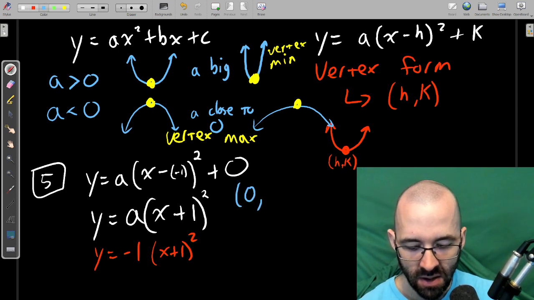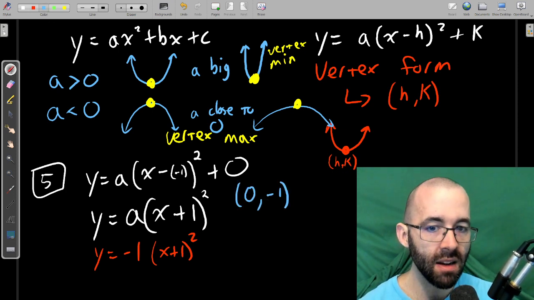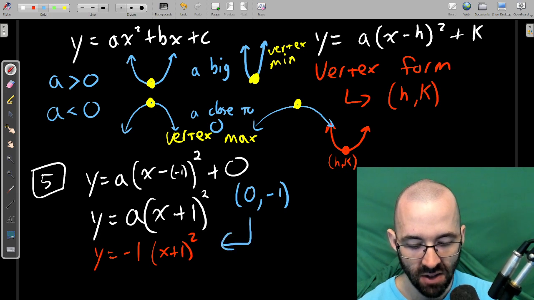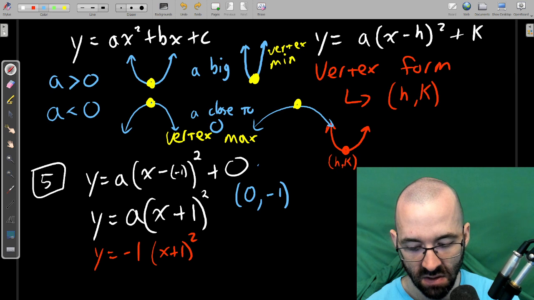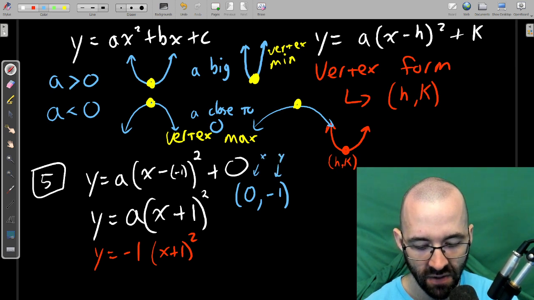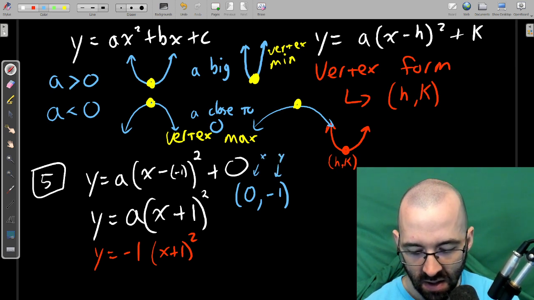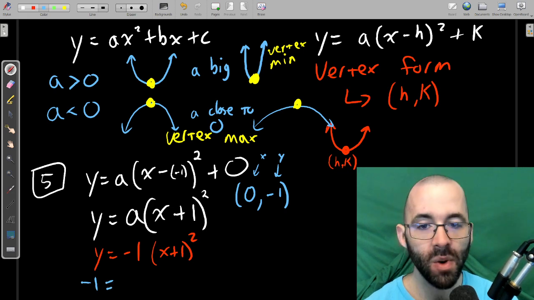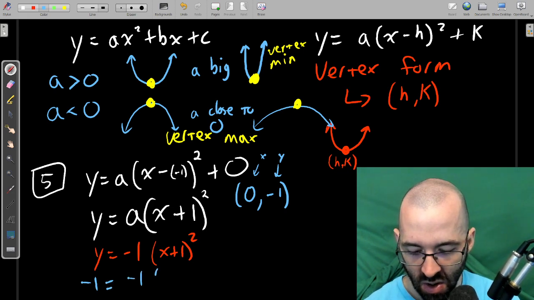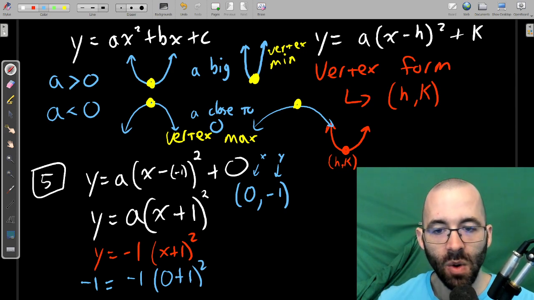So the point (0, -1) is on the graph. It should satisfy this equation. Question is, does it? This is our x. This is our y. Replace the y with what it equals. Replace the x with what it equals. And we have to ask ourselves, is this equation true?